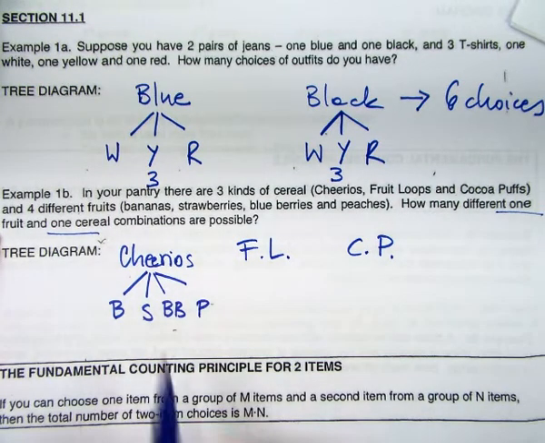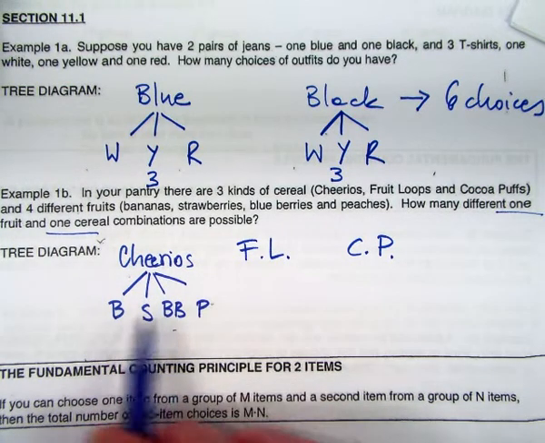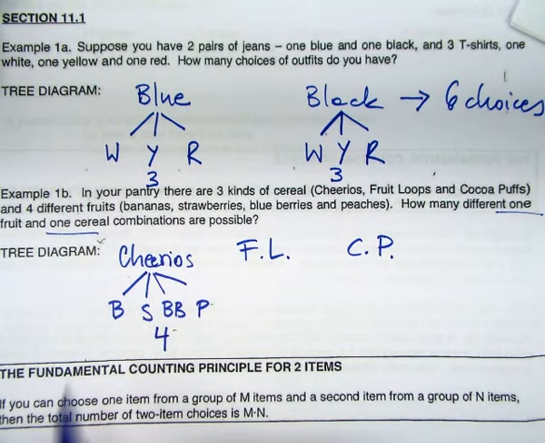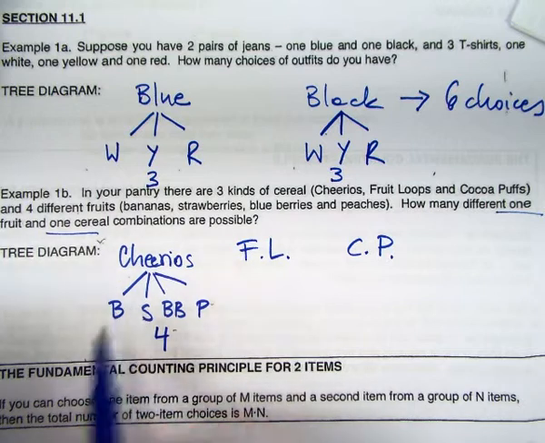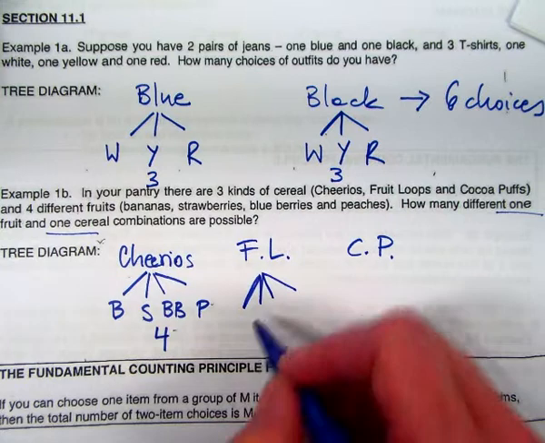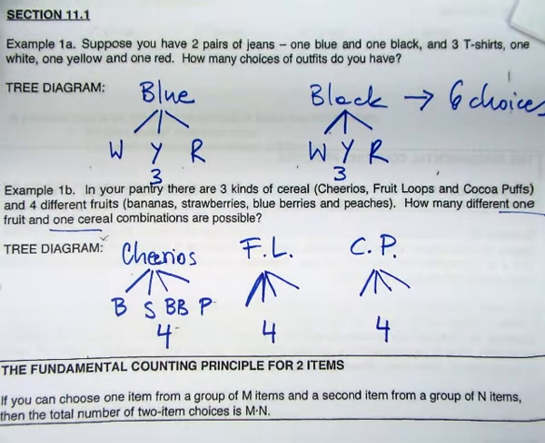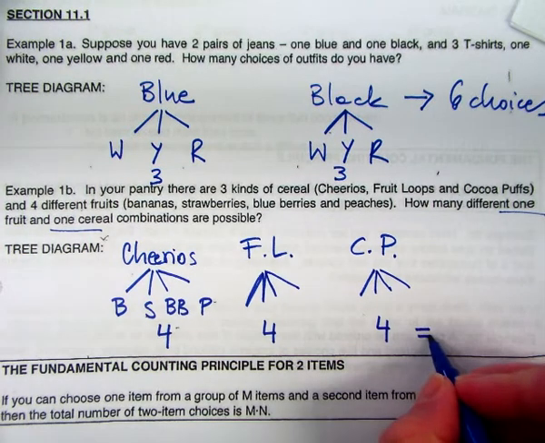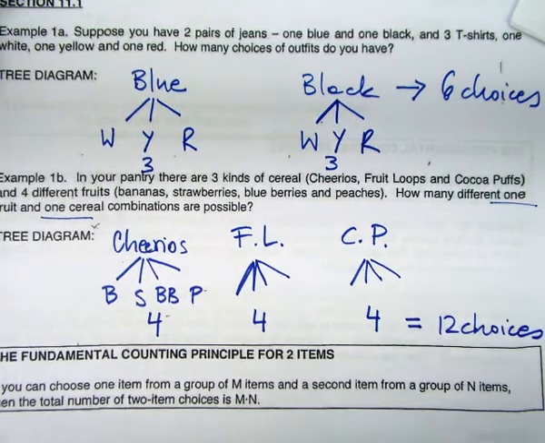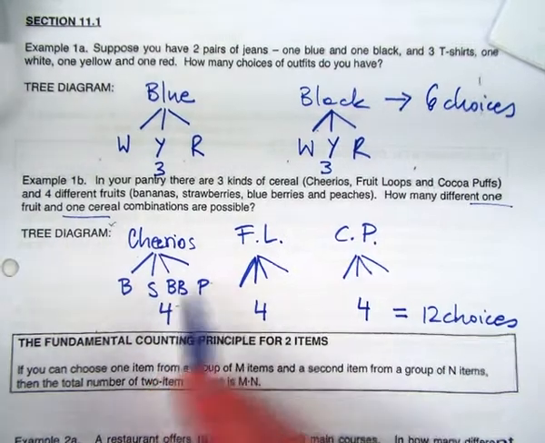How many different breakfasts are those for just Cheerios? 1, 2, 3, 4, because you could have 4 different types where you have Cheerios and 1 type of fruit on your cereal. How many different ways are we going to have for Fruit Loops? 4 again. And what about for Cocoa Puffs? 4 again. So 4 plus 4 plus 4 is 12 choices. Now, as the problems get more and more complicated, that would be a lot of tree diagrams that you have to draw and count.